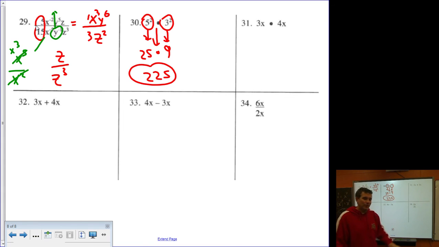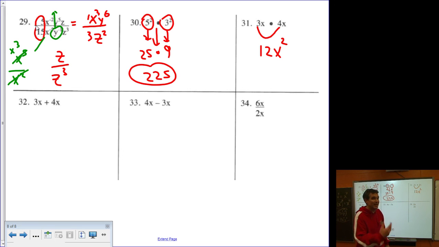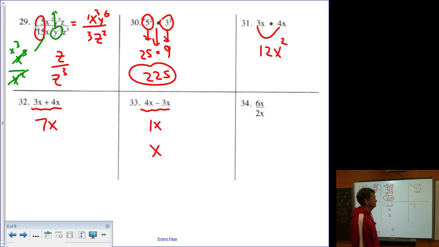All right, these last 4, an easy 4. When you multiply things together, you multiply the coefficients, but you add the exponents. X times x is x squared. When you add like terms together, you add the coefficients. The exponent does not change. When you subtract like terms, you subtract the coefficients. The exponent does not change. You end up with 1x, and a better way to write 1 times x is just x.